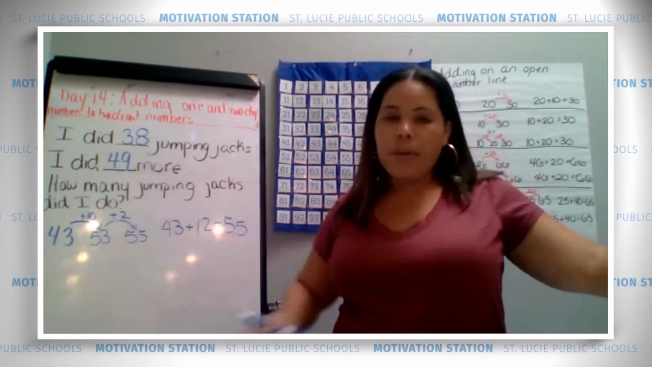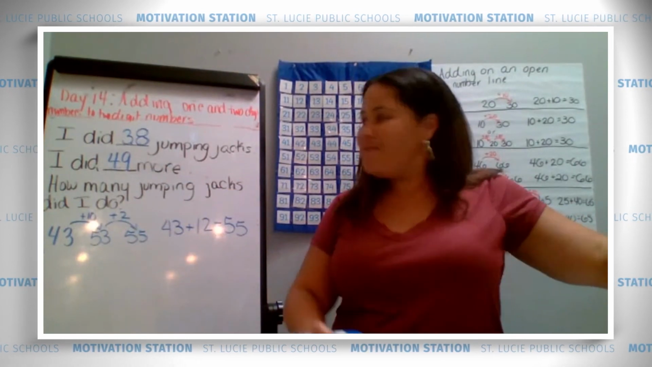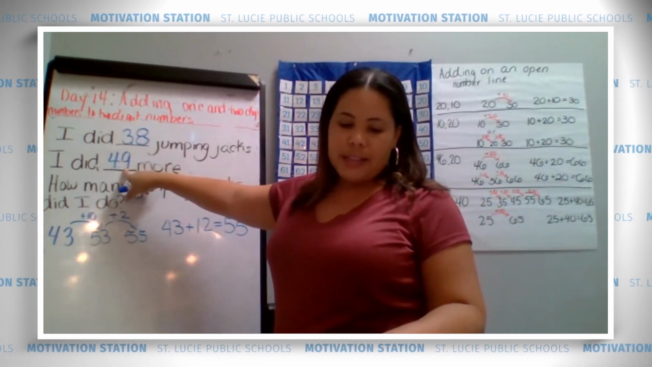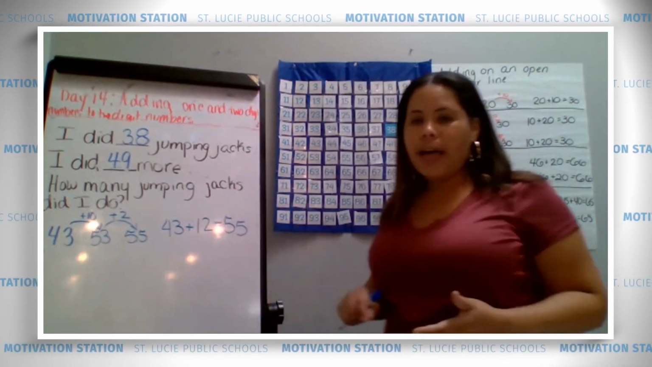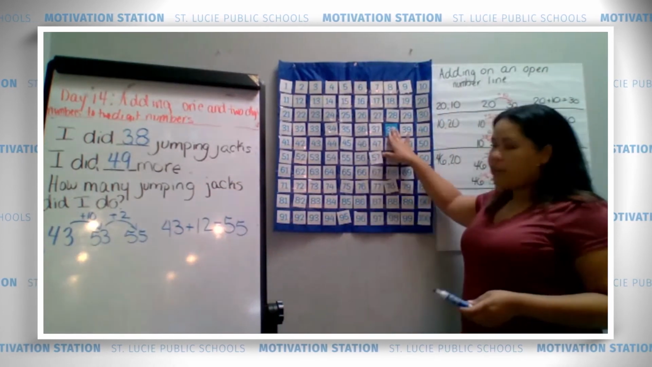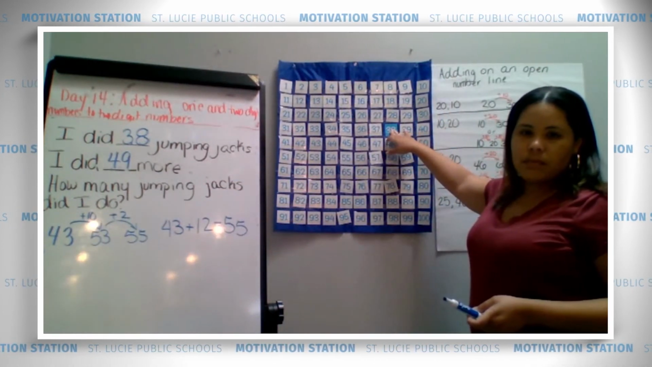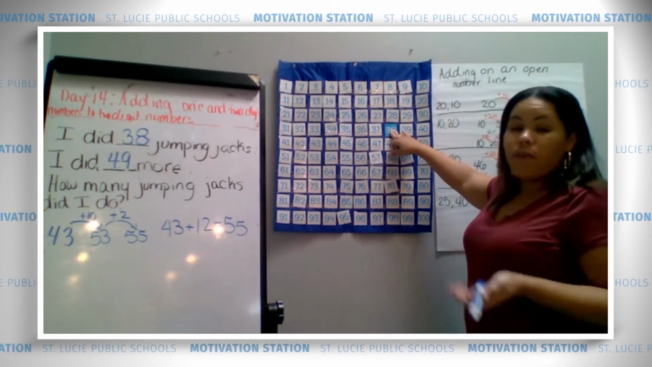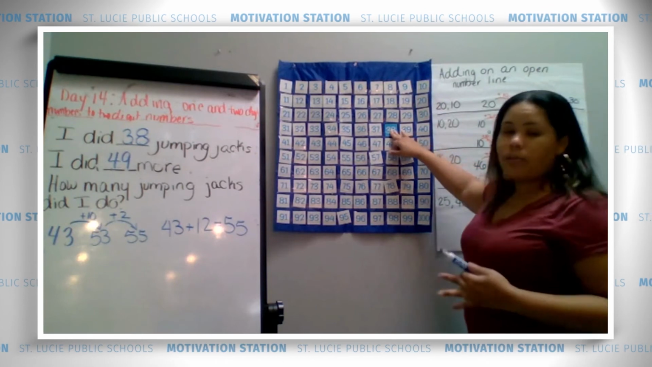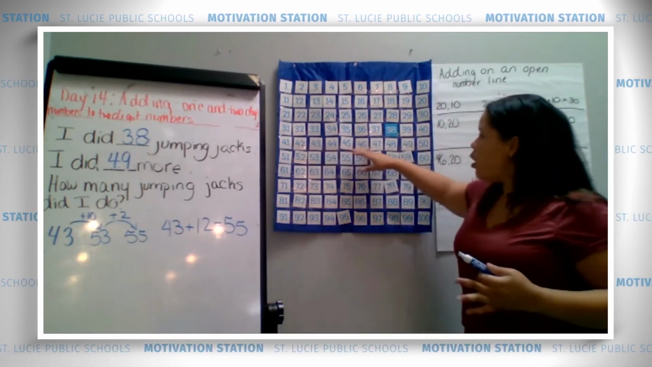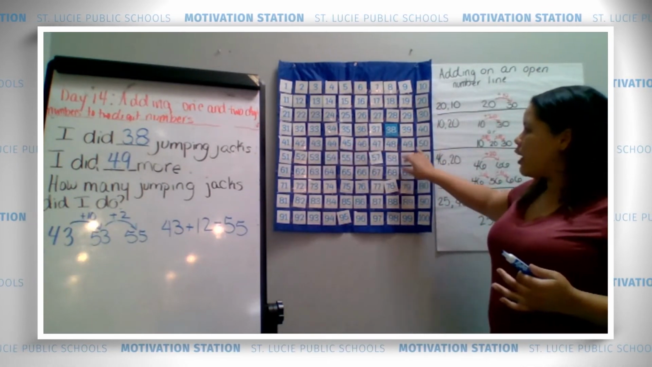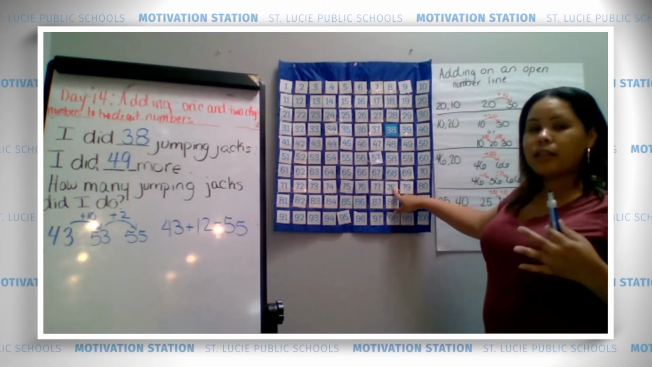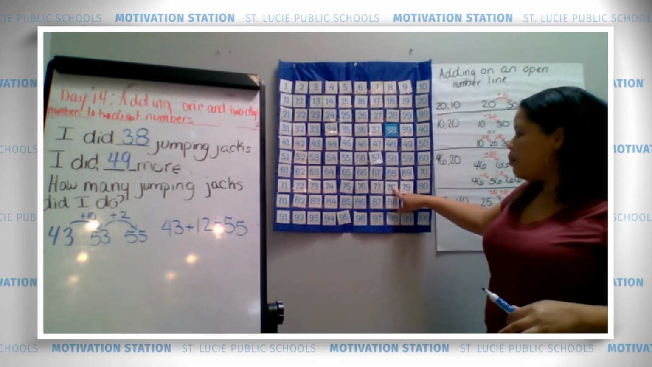Let's break down 49. How many tens are in 49? 4 tens. How many ones are in 49? Yes, 9. How do I add the 4 tens? If I'm at 38, yes, let's go down 4 spaces, but straight down because we're adding tens and we know a whole row is 10. Okay, so 4 tens. 1, 2, 3, 4. So 38 plus 4 tens, or 38 plus 40, is 78.